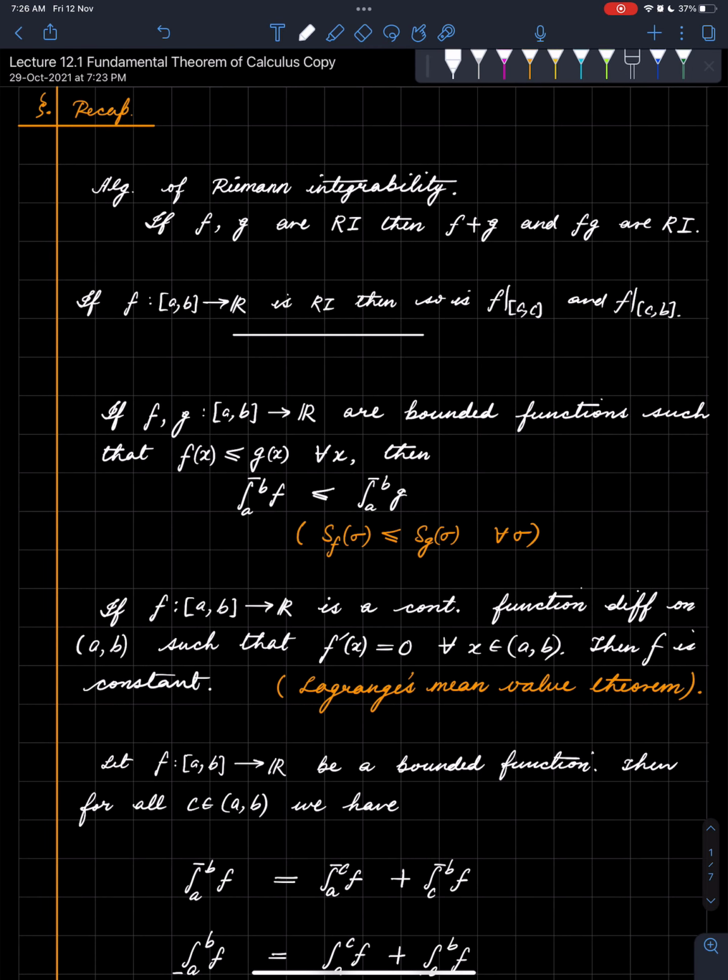Welcome to this lecture in the ongoing series of lectures in real analysis. Today we will be looking at the fundamental theorem of calculus, which is a beautiful theorem in mathematics. Last time we discussed the algebra of Riemann integrability.